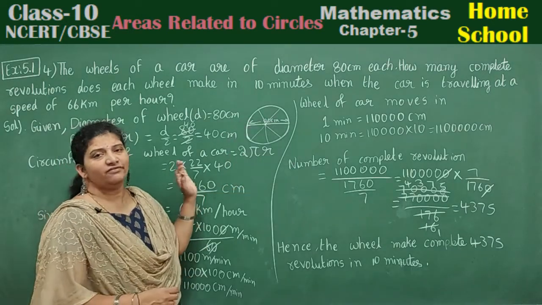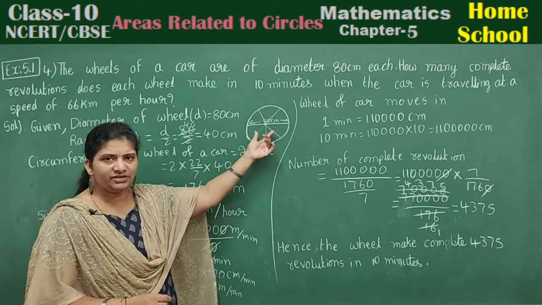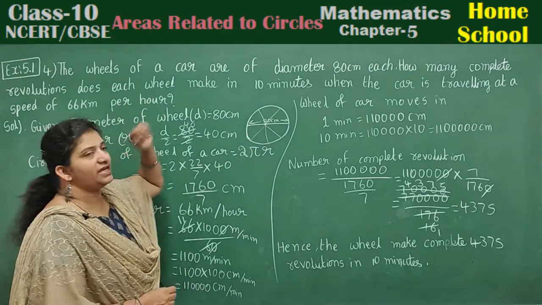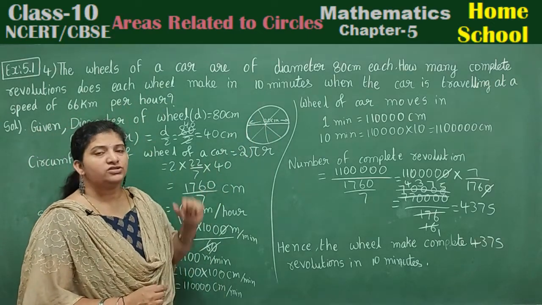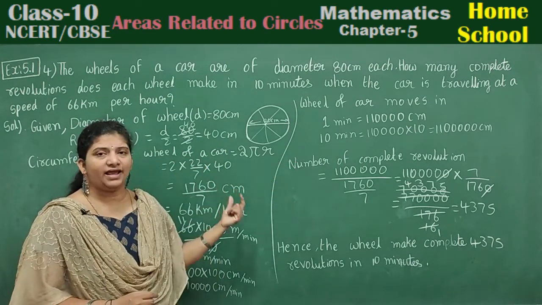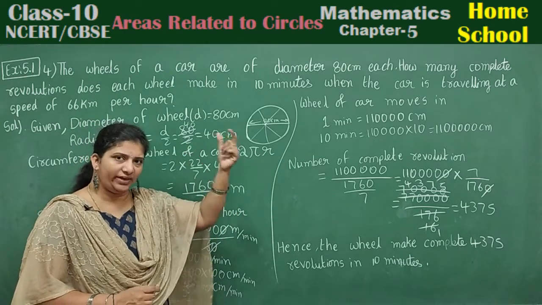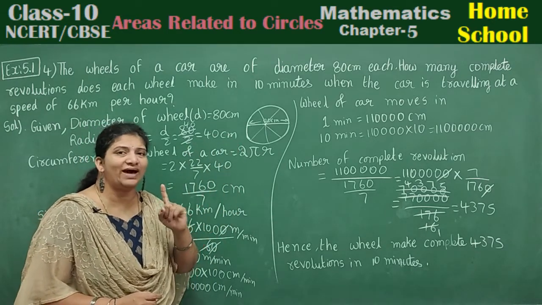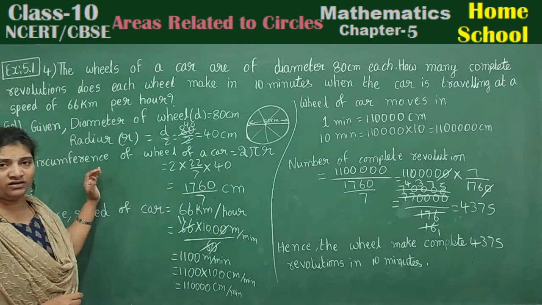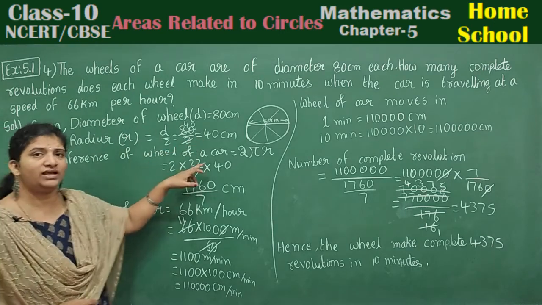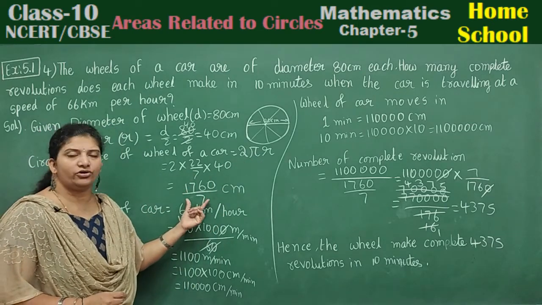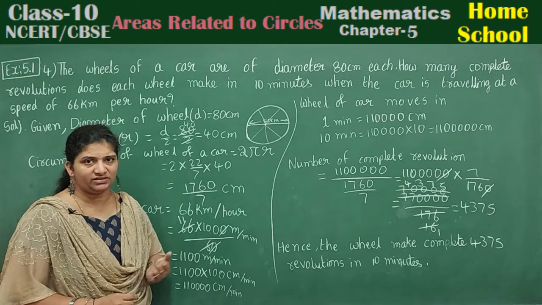Let's see once again. The wheel of a car is of diameter 80 centimeters, so the radius will be 40 centimeters. How many complete revolutions does each wheel make in 10 minutes? So first let us calculate for 1 minute. Then for 1 minute, multiply for 10 minutes. Next, total distance travelled by the wheel divided by the circumference of one wheel will give you the number of rotations. In the same manner we have done here. Radius 40, circumference of a wheel, it is circular in shape. Circumference will be 2 pi r. Then substitute, you are going to get 1760 by 7 centimeters.